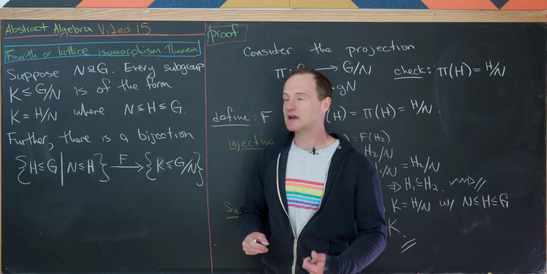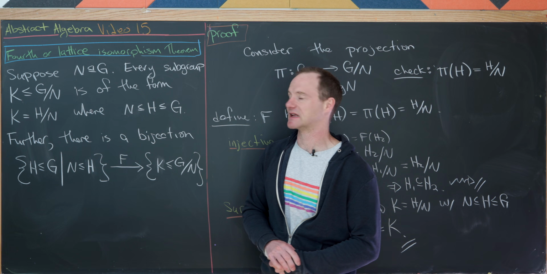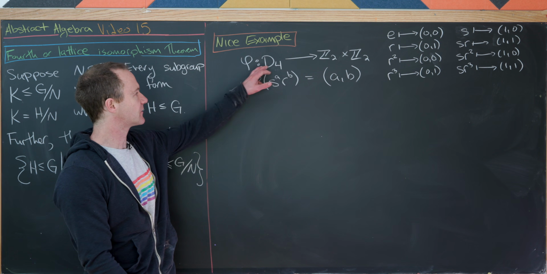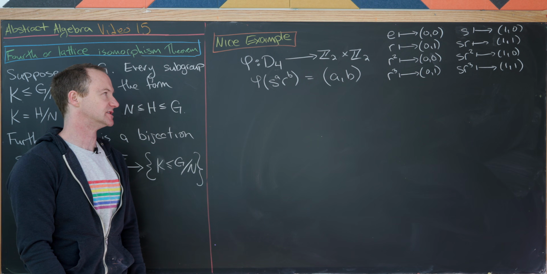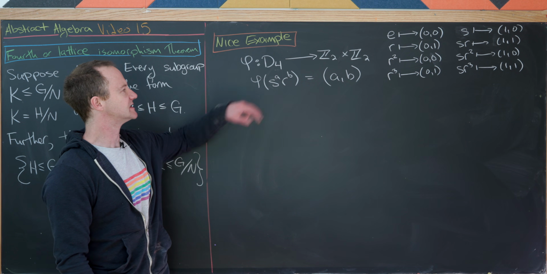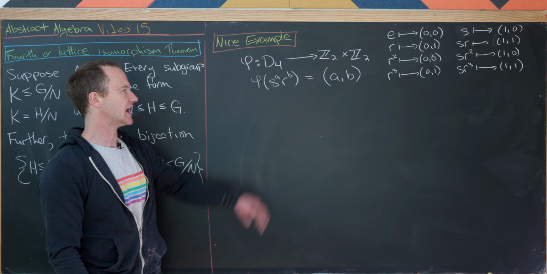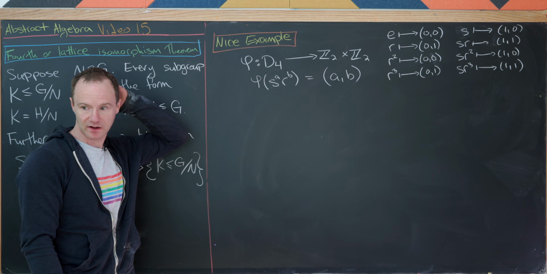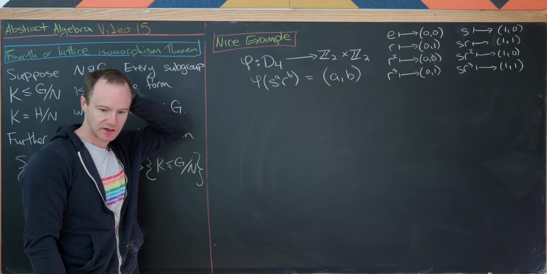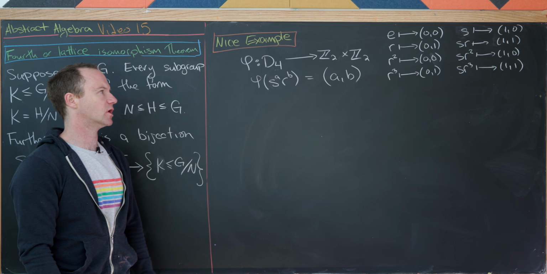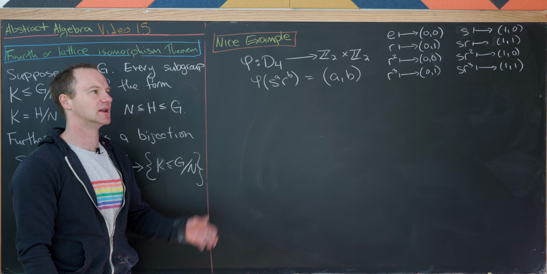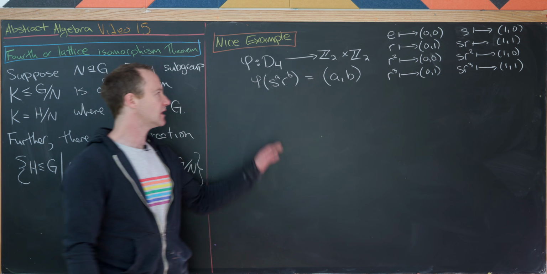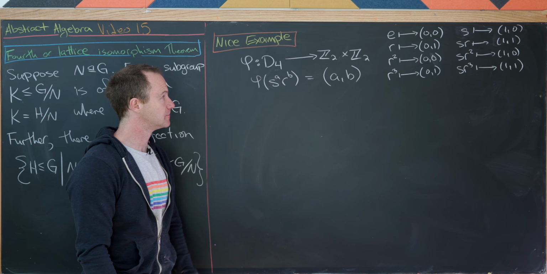And now let's look at an example of why this is called the lattice isomorphism theorem. Okay, so for example, let's consider the map phi from D4 to Z2 cross Z2. Let's recall everything in D4 can be written of the form S to the A, R to the B, where A is just 0 or 1, depending on if it's a rotation or a reflection, and B is either 0, 1, 2, or 3. Because we've got 90-degree rotations here, these are the symmetries of a square. And then we'll take this to AB, like I said.